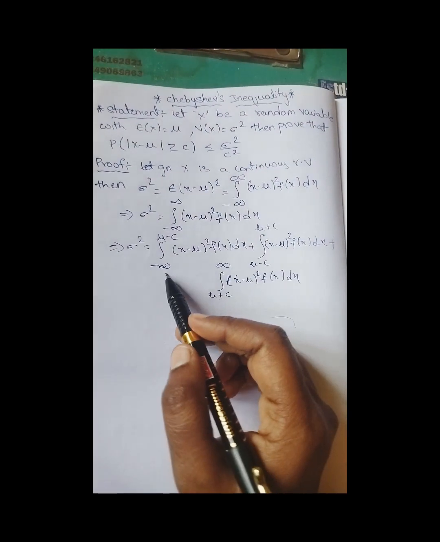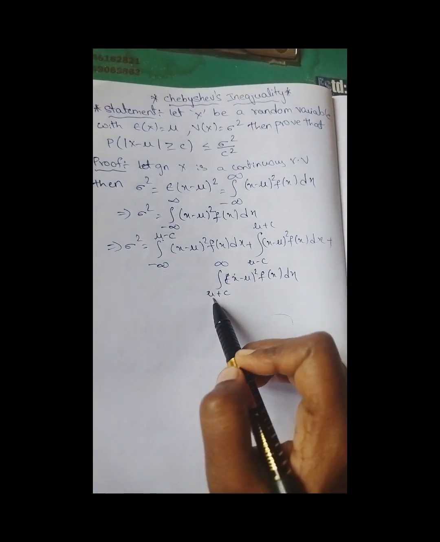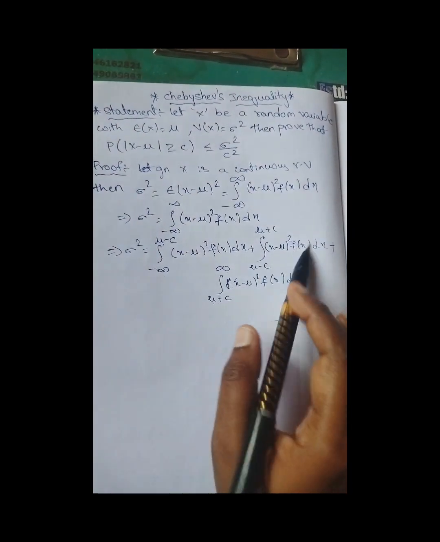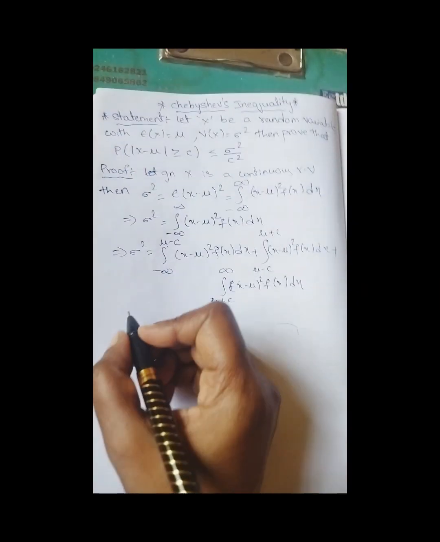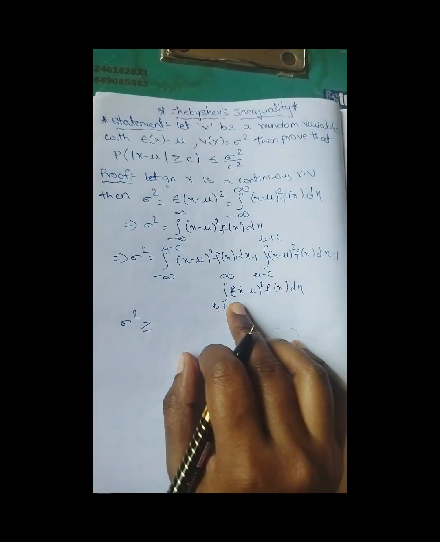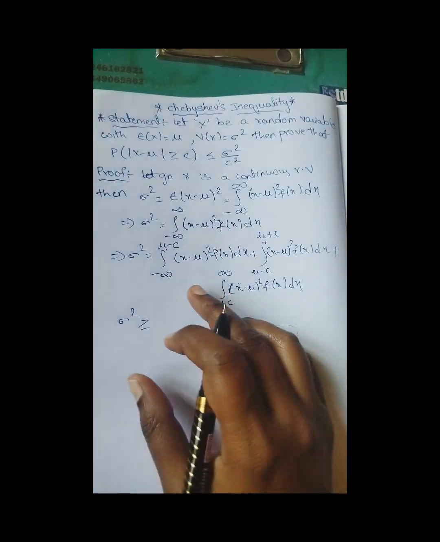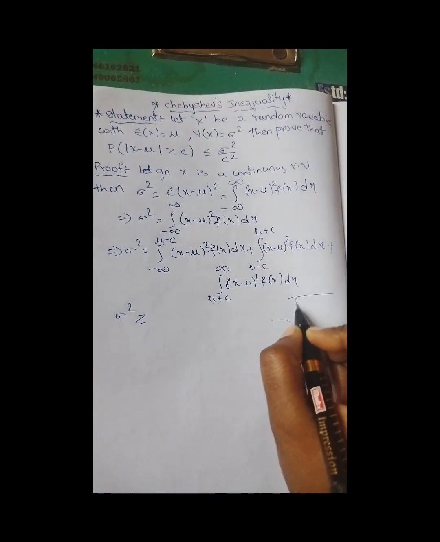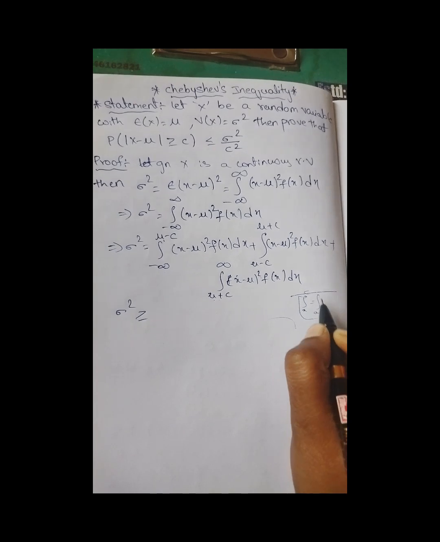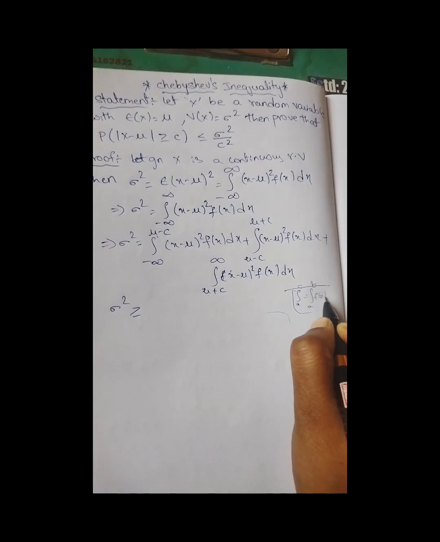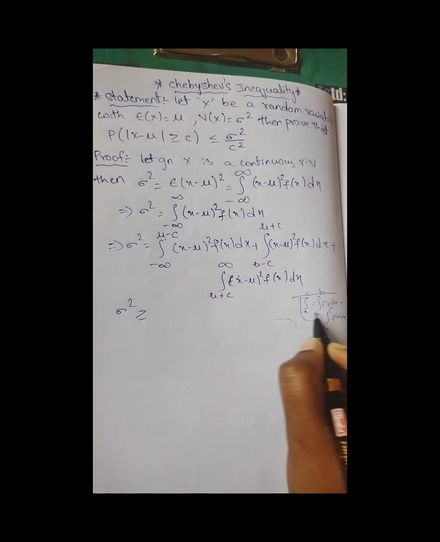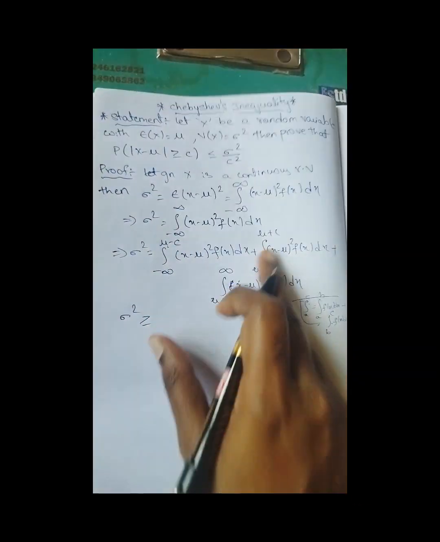Now, I want only minus infinity to mu minus c and mu plus c to infinity. Only these two I want, the remaining one I don't want. I forgot to tell one more point here: if you add all this, you can eliminate this. Generally we have a formula that the integral from a to c can be written as the integral from a to b of f of x dx plus the integral from b to c of f of x dx. So, by using this formula we have written this.